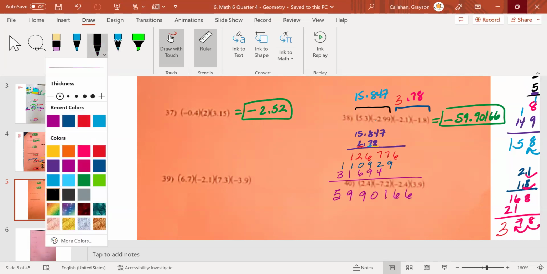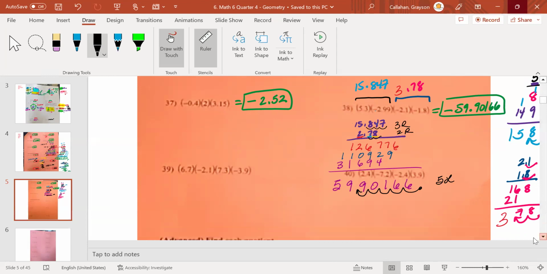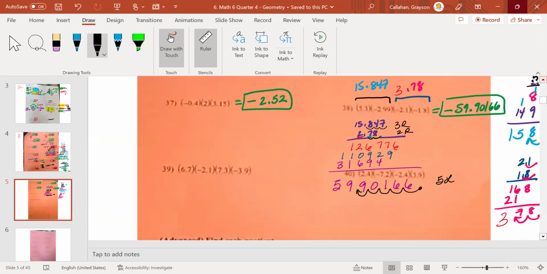So the decimals here, you have 1, 2, 3, 3 to the right, 1, 2, 2 to the right, which means you need to go 5 to the left, right? 1, 2, 3, 4, 5. So negative 59.90166, okay? All right. We still have more. Okay, so we're done with number 37.